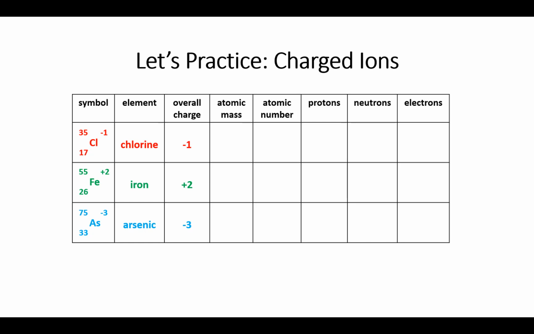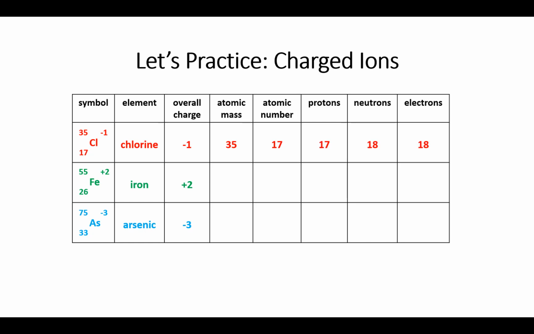Please take a moment, write down the atomic mass and the atomic number for chlorine. Okay, 35 and 17. Next step, do your protons, do your neutrons, do your electrons, and remember, you've got a charged ion. The overall charge is -1. See if you can figure out what happened to the electrons. Did you get it right?